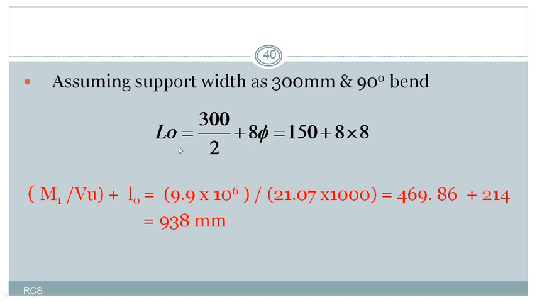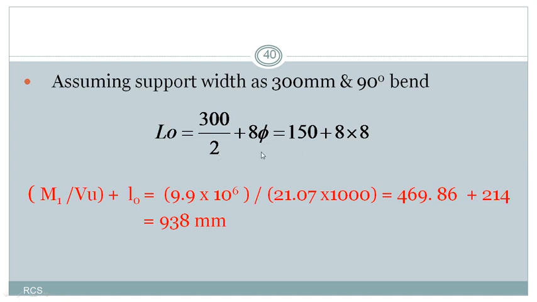From that we can calculate the anchorage length, and this anchorage length depends upon the angle of bend. There is a code provision that for each 45 degrees of bend, we can use an anchorage length of 4 into diameter, 4 phi. As we are bending it through 90 degrees, we have 2 into 4 phi. So 2 into each 45 degrees, we have 4 phi. 2 into 4 phi equal to 8 phi. That's why we are using the 8 phi.